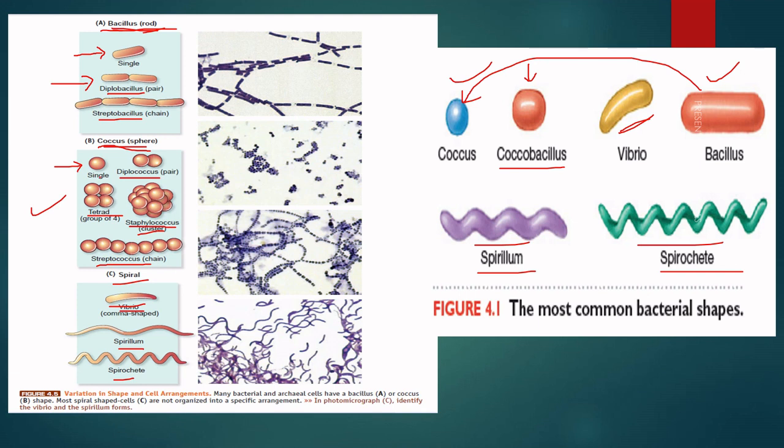So here we discussed the shapes and arrangements. Five types of shapes are there: bacillus, coccus, spiral, and under the spiral, vibrio, spirillum or spirochetus. And their arrangements like single, diplobacillus or streptobacillus, and here also single, diplococcus, tetrad, staphylococcus for cluster, and chain form, that is streptococcus. Okay, so these are the shape and arrangement.